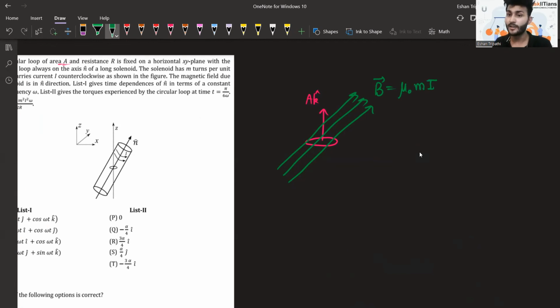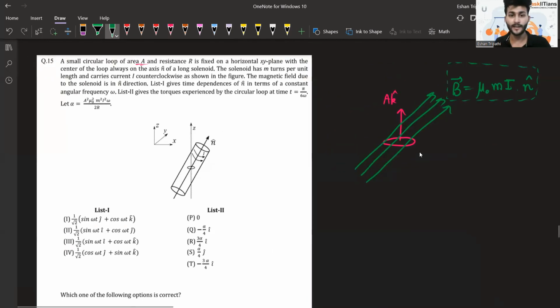And what is going to be the direction? Now that is the thing over here. The direction is variable. Why is that so? Because the solenoid itself is rotating. As you can see, it is rotating about different axes for these 4 parts. We are first solving it for the first part, where n cap's direction is 1 upon root 2 sine omega t j cap plus cos omega t k cap.